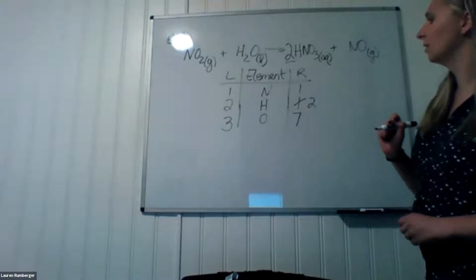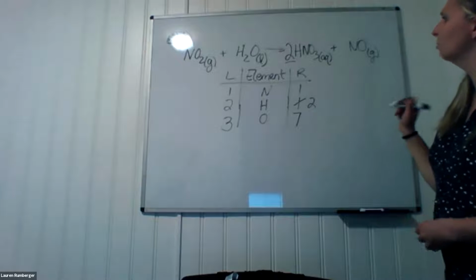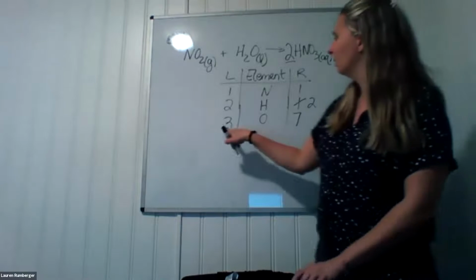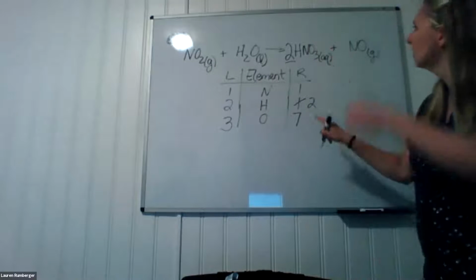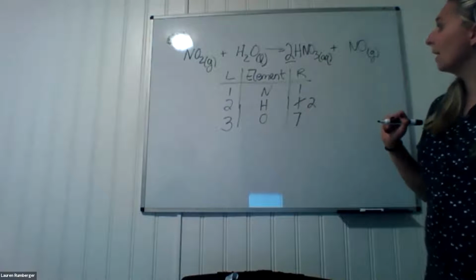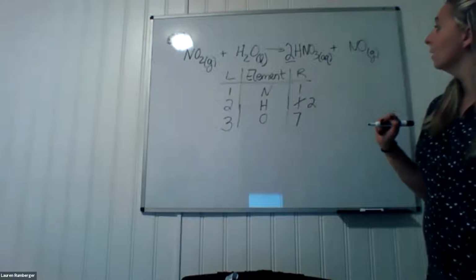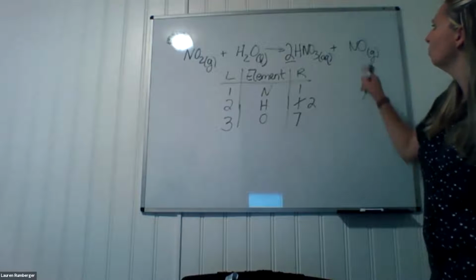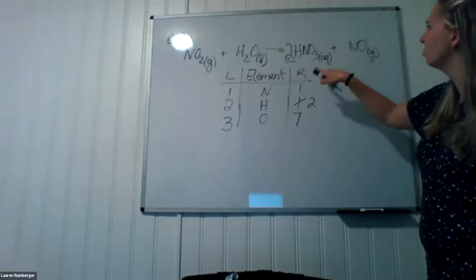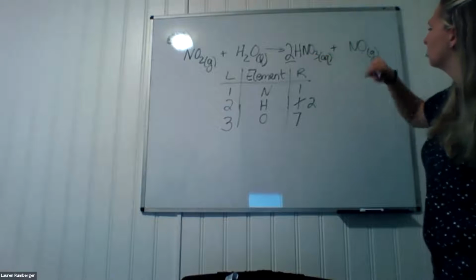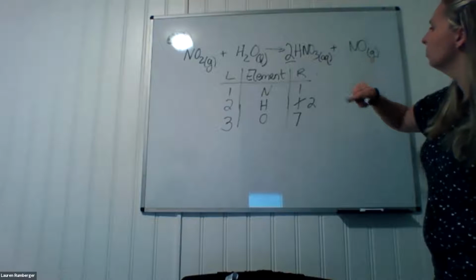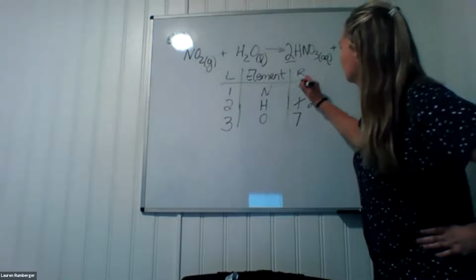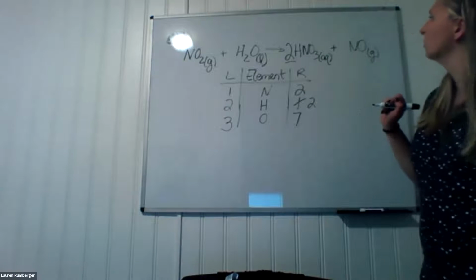Now, let's think about this. How are we going to be able to balance if we have 3 here on the left, but 7 on the right? Okay, let's think about this for a moment. Now, I just realized the nitrogens, we had 2 nitrogens on the left. Oops, I just noticed that. Okay, teacher makes mistakes. That happens.